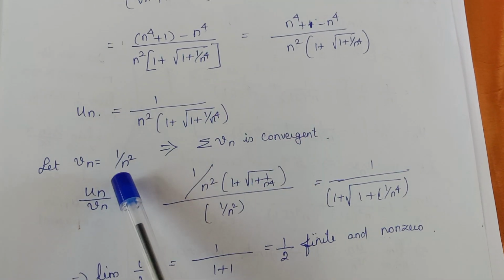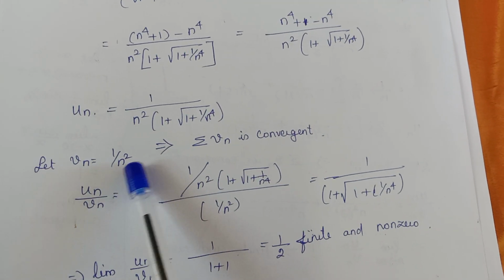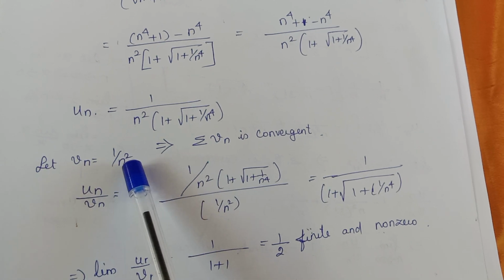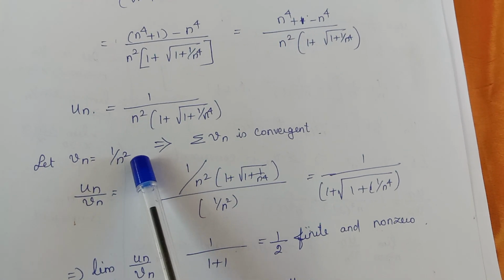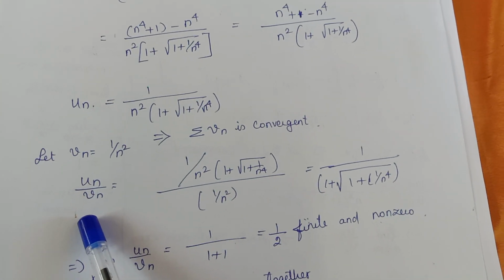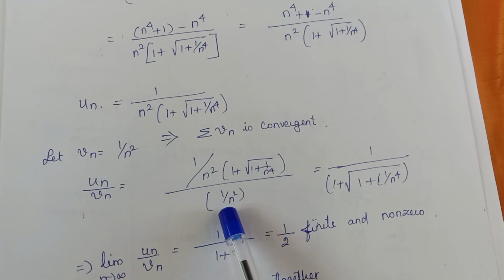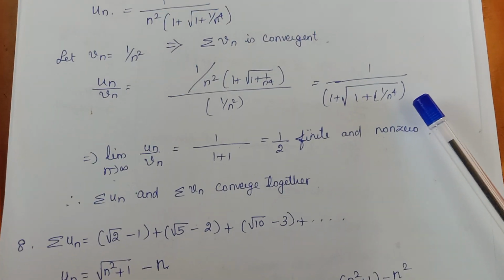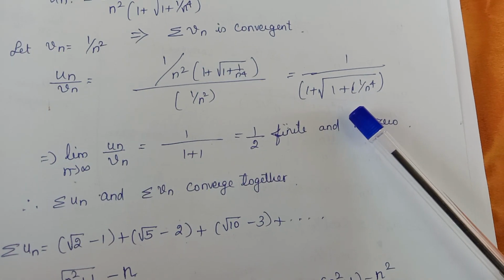Now let me take this 1 by n square as my vn. So this is a convergent series because here n to the power of 2, 2 is greater than 1. So this is a convergent series. Now what is un by vn? In un by vn, this 1 by n square will get cancelled. So simply you have 1 by 1 plus root of 1 plus 1 by n power 4.